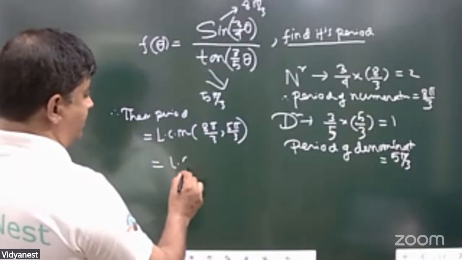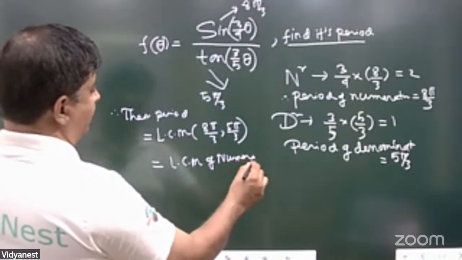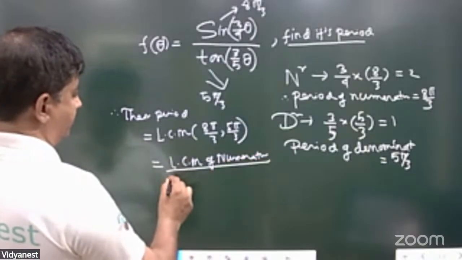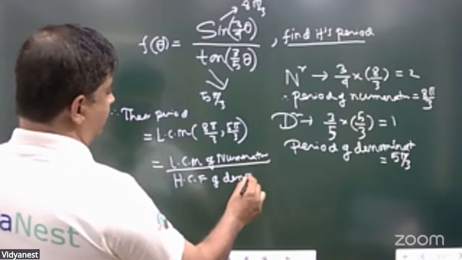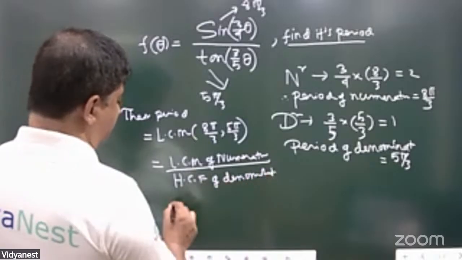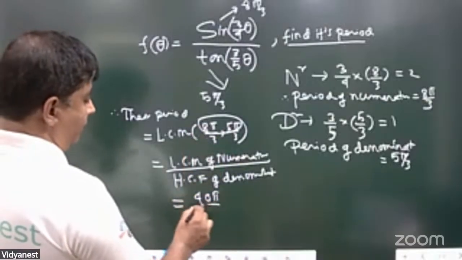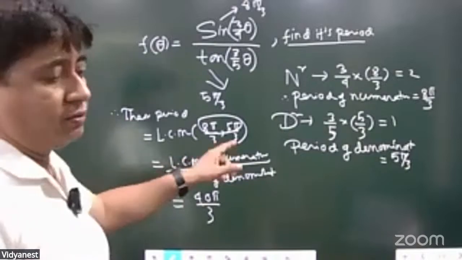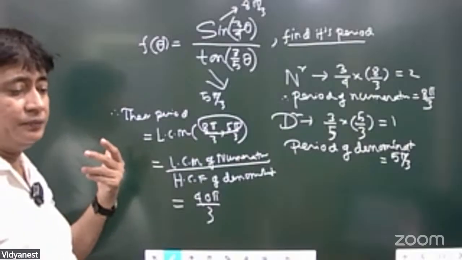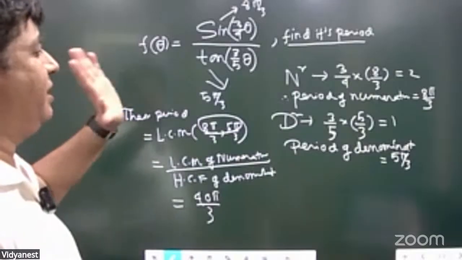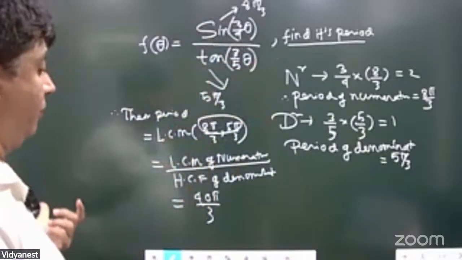That means LCM of the numerators over HCF of the denominators: the numerators 8 and 5 give 40, over 3. What is the HCF of 3 and 3? 3 itself. So yes, sir, 40π/3. That is a purely JEE-level preparation. Those who had that concept trick can follow.